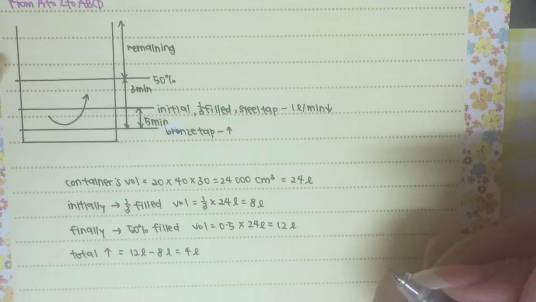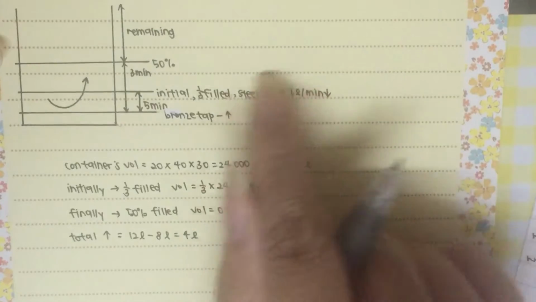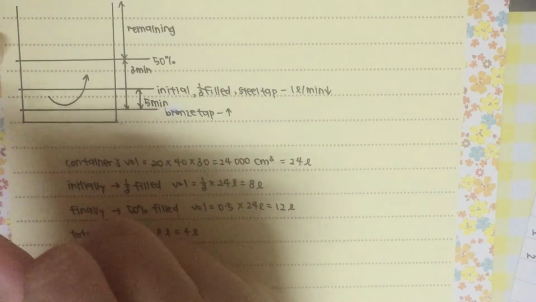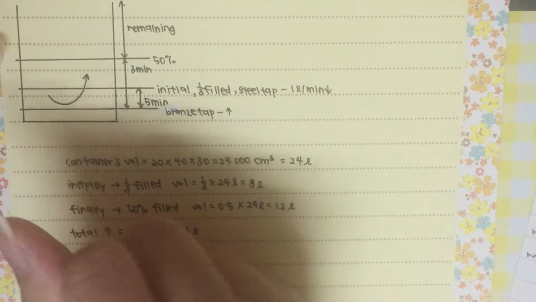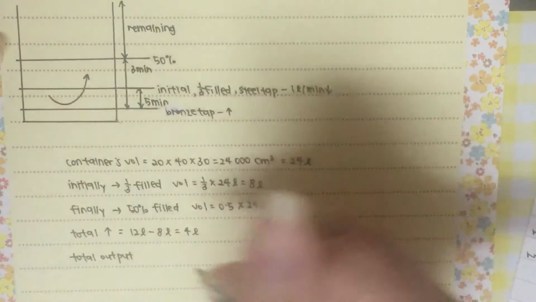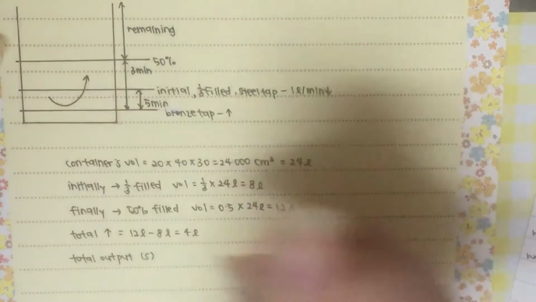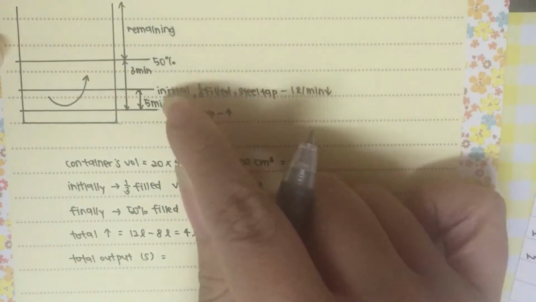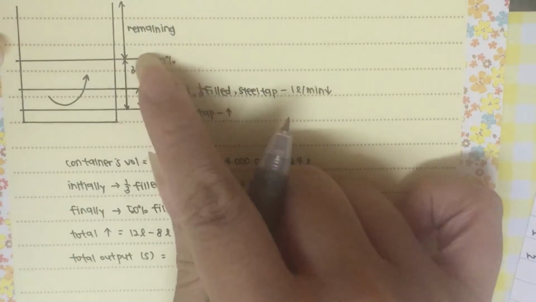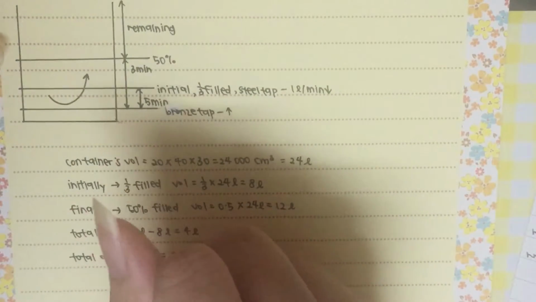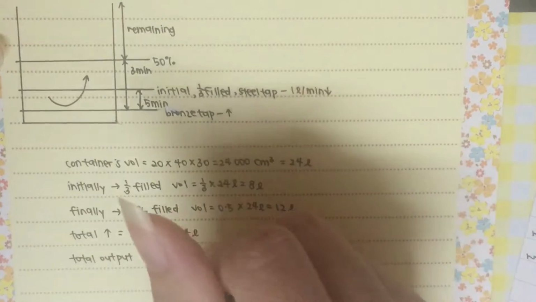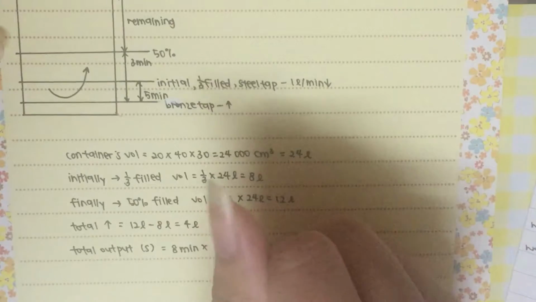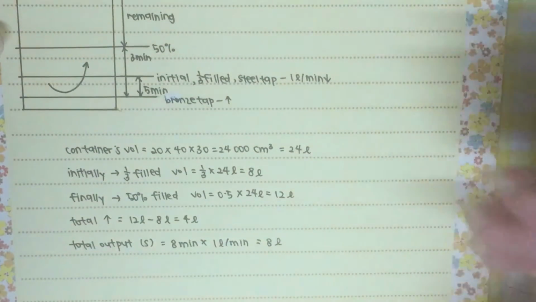Then over here we only know the output, which is by the steel tap. So the total output, using S to represent steel, will be equal to, from here to here, 5 minutes and then another 3 minutes, so it's 8 minutes, times 1 liter per minute, which gives us 8 liters being taken out.